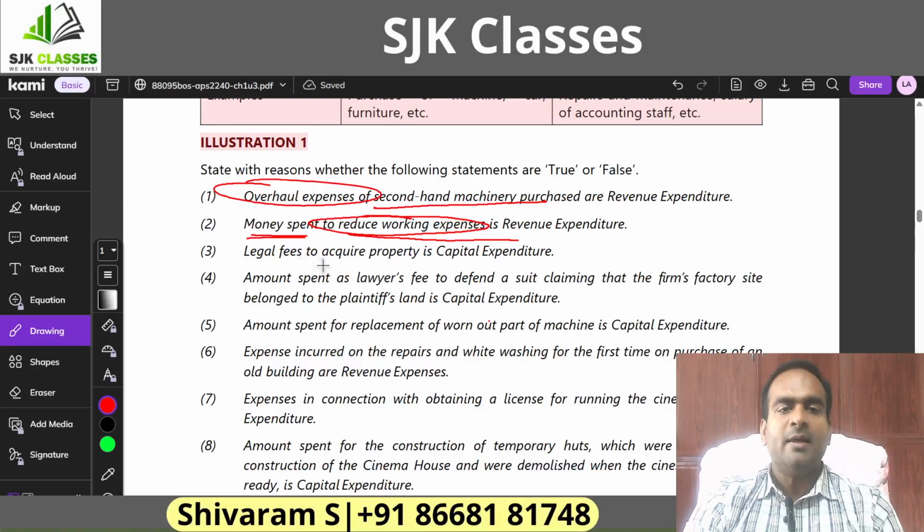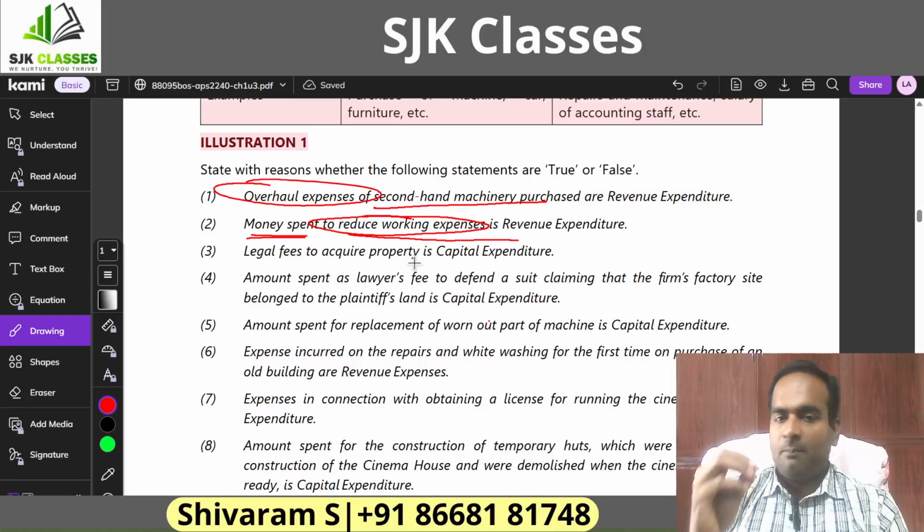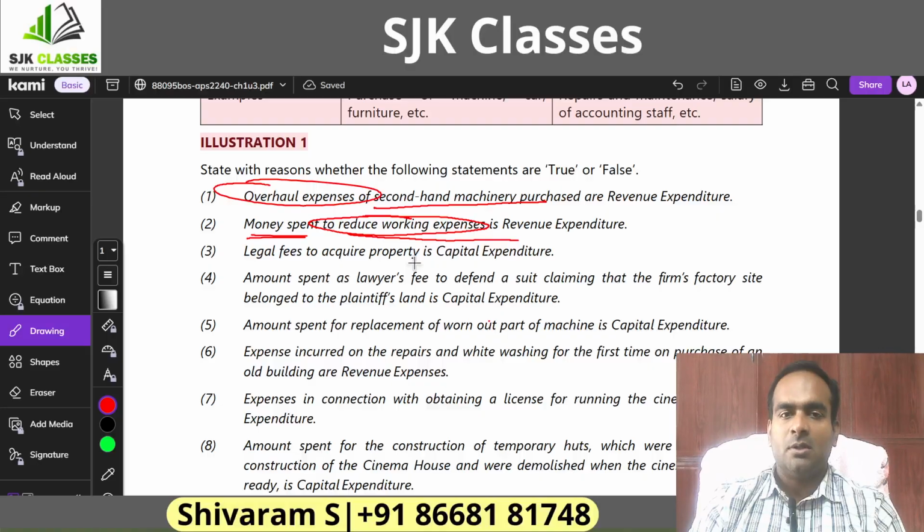Next one, legal fees to acquire property is a capital expenditure. So I am paying some legal fees for acquisition of a property. Simple example is I would have paid the stamp duty. I would have paid the lawyer's fees because registration has to be done. So all these types of legal fees will be called as capital expenditure. That's the question they are asking here.